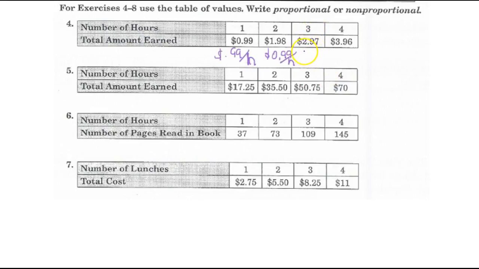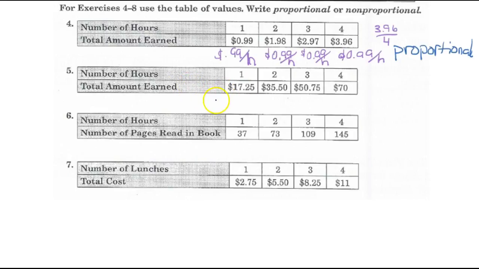297 for 3 hours. Again, we are going to divide that out. 297 divided by 3 is going to give us 99 cents per hour. And last but not least, 396 for 4 hours. If we divide that out, and again, we're just taking 396, dividing it by 4 in your calculator, you're going to get 99 cents per hour. So the answer is, this is proportional. All of the unit rates are constant.